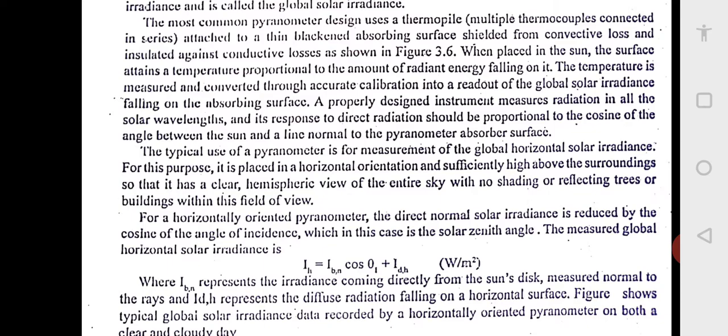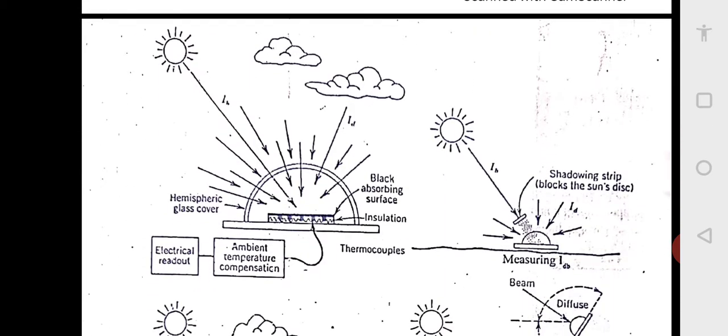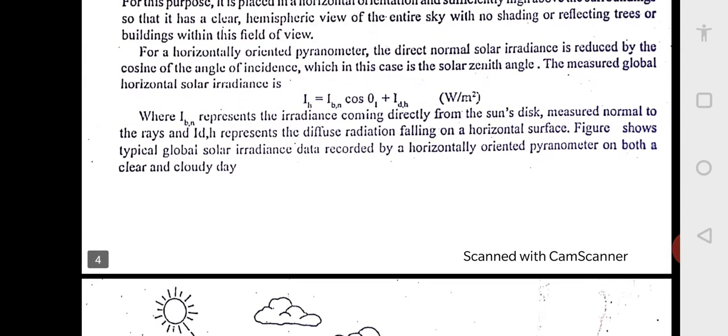The most common pyranometer design uses a thermopile. Thermopile means multiple thermocouples connected in series, attached to a thin black absorbing surface shielded from convective loss and insulated against conductive losses. So for this black absorbing surface, we don't want any convection, so we have a glass cover there, and we don't want any conduction loss, that is why we have put the insulator below the black absorbing surface. So we are trying to prevent both convective heat transfer losses as well as conductive heat transfer losses.